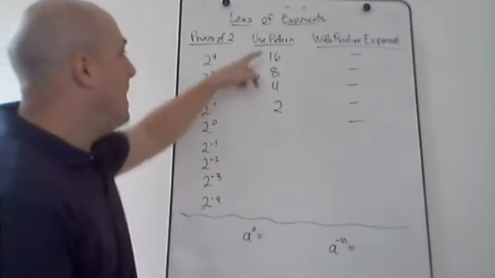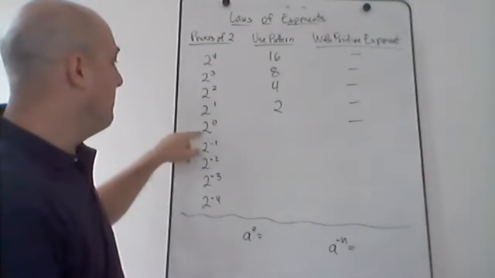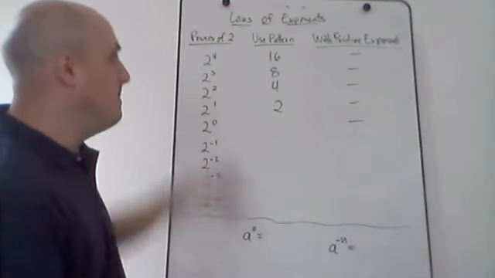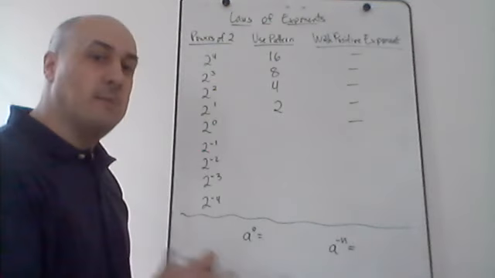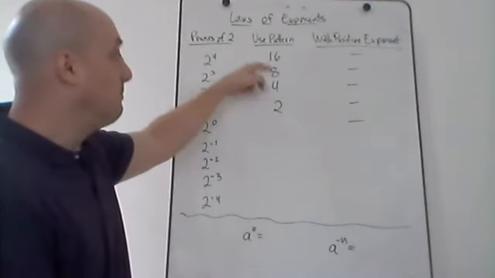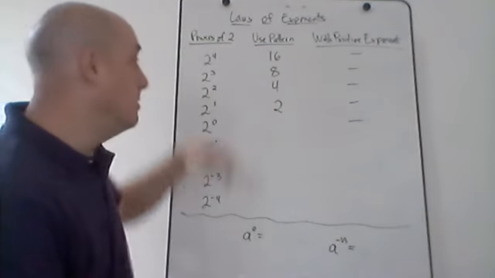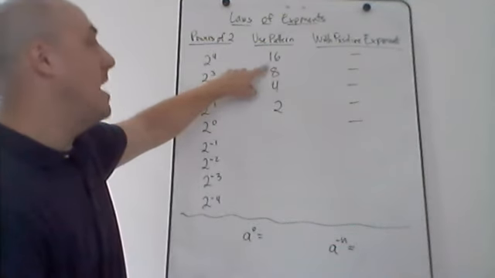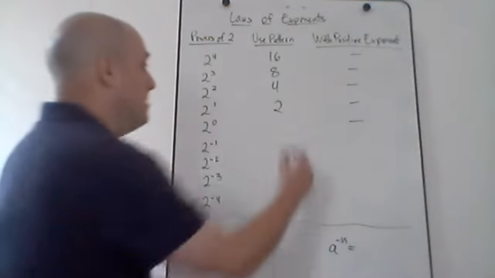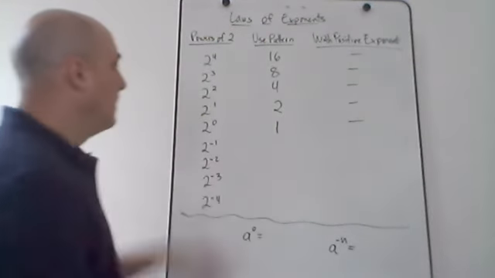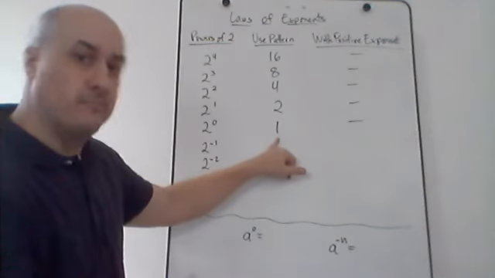So I'll use the pattern here to figure out what 2 to the 0 power is. So what is the pattern? To go from 16 to 8 to 4 to 2, what do I have to do each time to get from one number to the next? Well, for each one, I would have to divide by 2, right? 16 divided by 2 is 8. 8 divided by 2 is 4. 4 divided by 2 is 2. 2 divided by 2 is going to give me 1, right? So 2 to the 0 power equals 1.